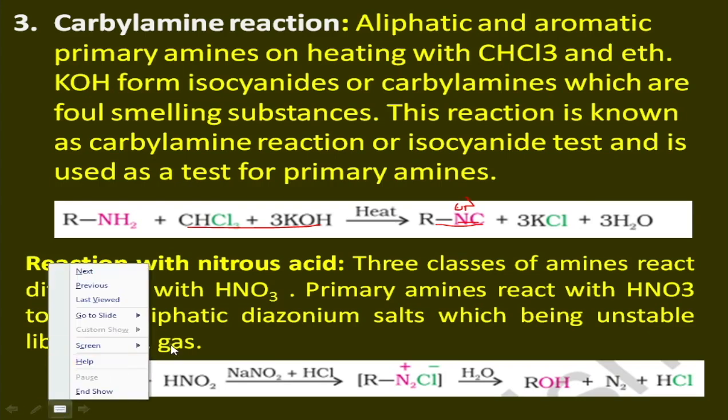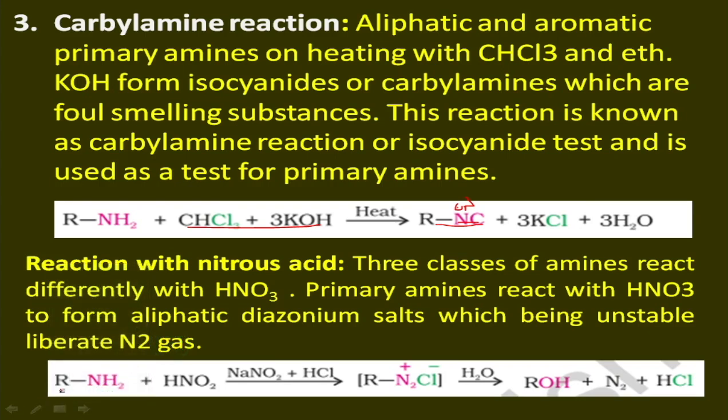Primary amines with nitrous acid, HNO2, from sodium nitrite and HCl, you get diazonium salt. So this diazonium salt is an important compound that is synthesized here. The diazonium salt on hydrolysis gives alcohol plus N2 gas plus an acid.